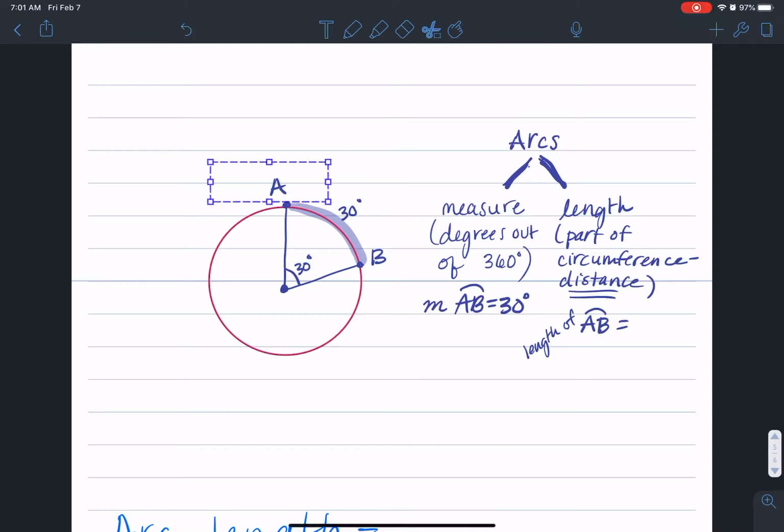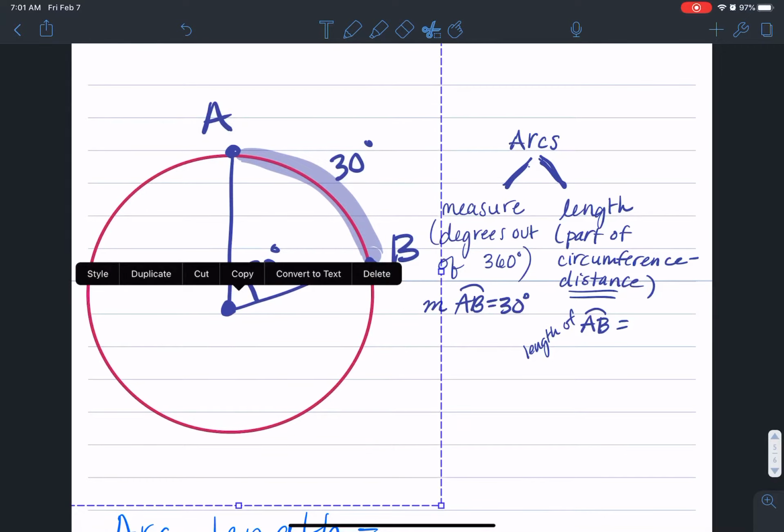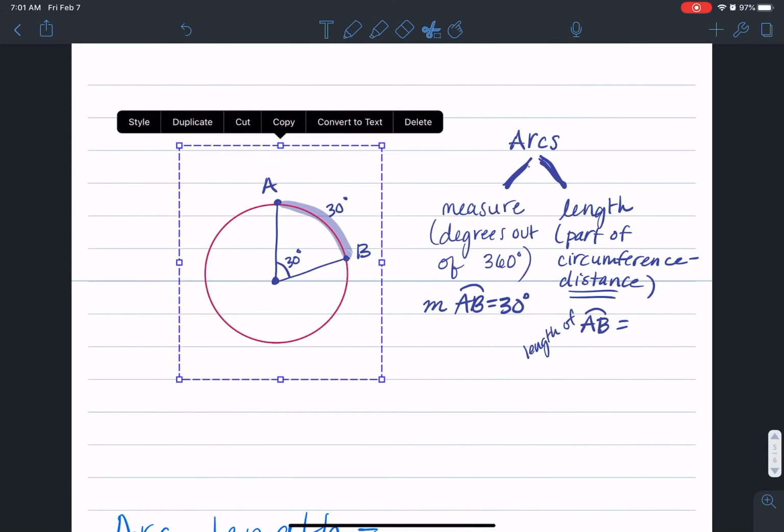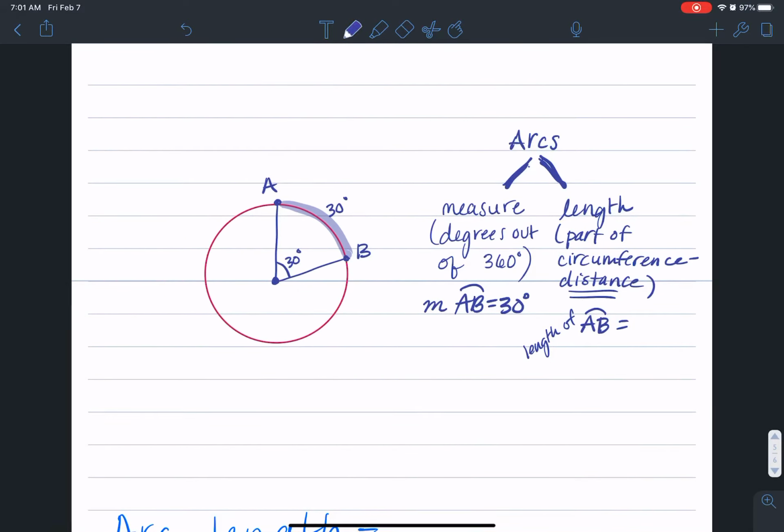That could change. If I make this circle bigger, the arc measure will still be 30 degrees, but the length is now much bigger than the length of this circle. So the length is going to be some number in inches or feet or centimeters, whatever you're measuring. If you were to take one of those curved tape measures and measure the length from A to B, that is arc length. So different from arc measure. You have to make sure you know when you're solving for the measure and when you're solving for the length, because they're two very different things.